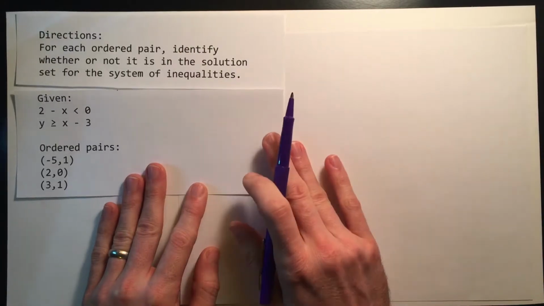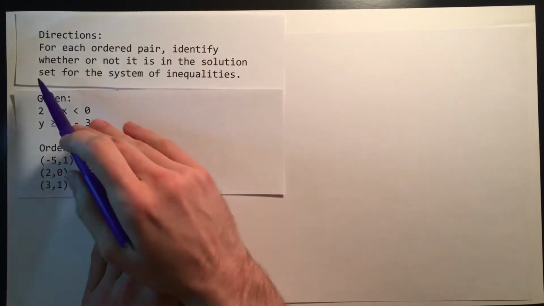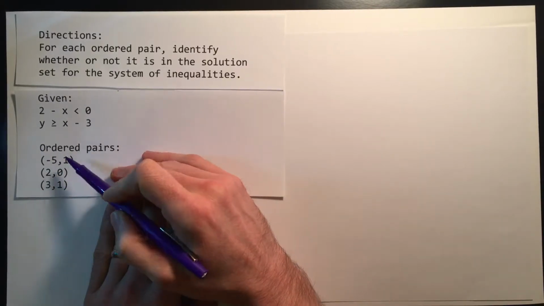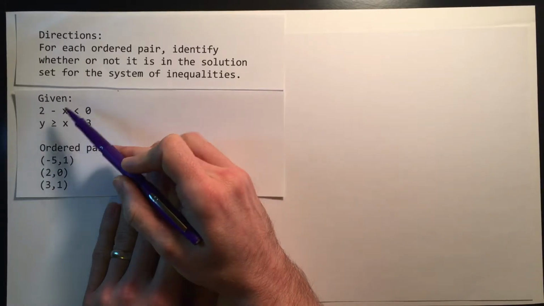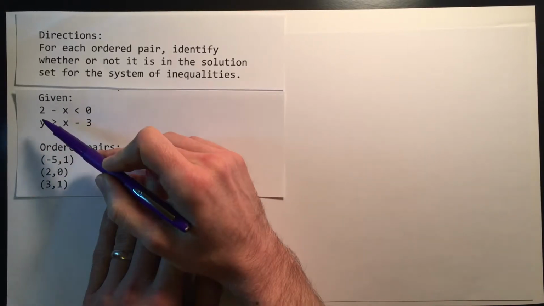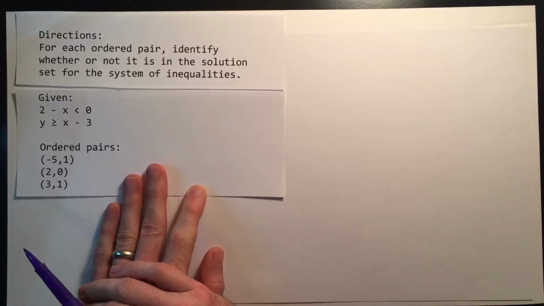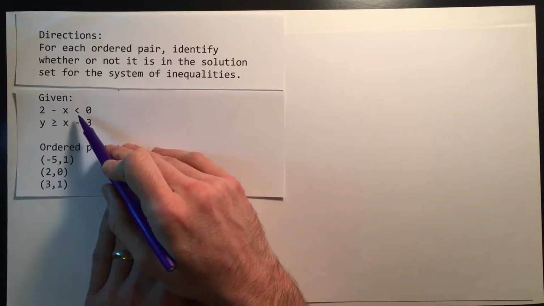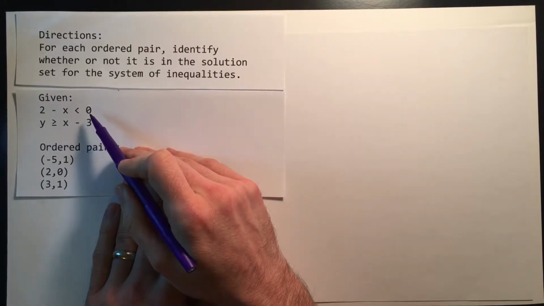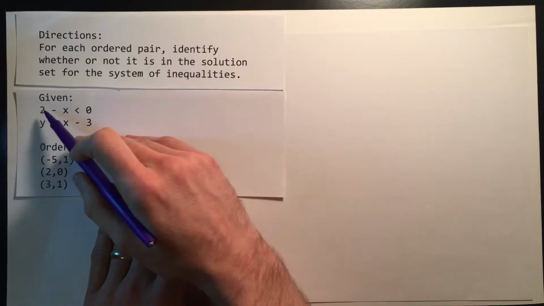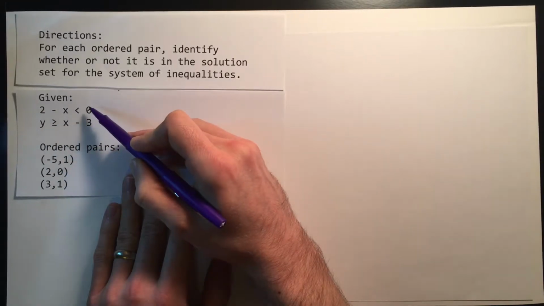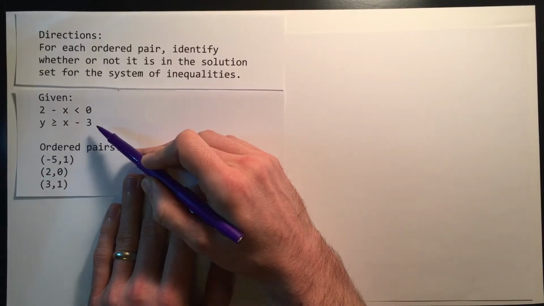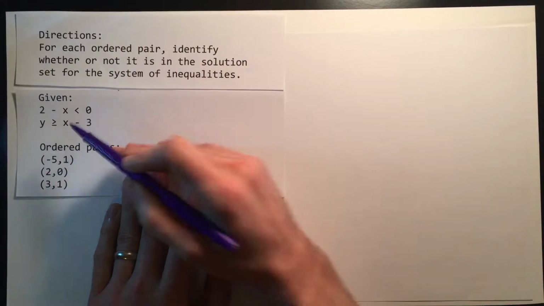To identify whether or not an ordered pair is in the solution set just means that you are going to take an ordered pair, the x, y values, and substitute the x value in for the x's in the inequalities and the y value in for the y variables in the inequalities, and then determine whether or not the inequality symbol is true. So if the left side is in fact less than 0, then that would be true, and if it's not, then it would be false. If you get a true statement, that means that the ordered pair is a solution for that inequality. If you do the same thing for the next inequality and it's true for that, then it means that it's a solution for the system of inequalities.